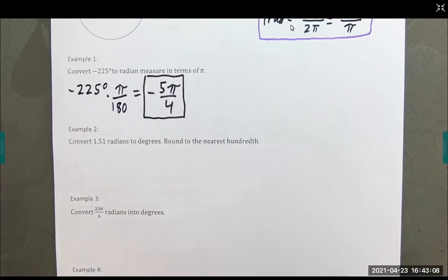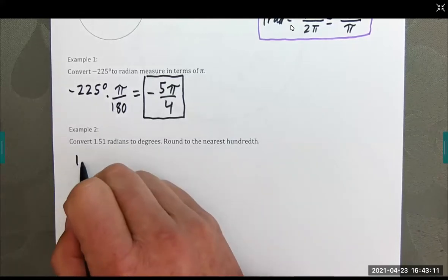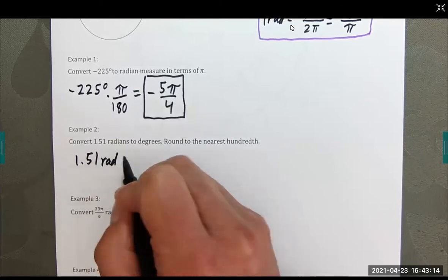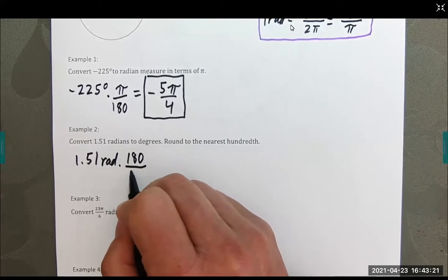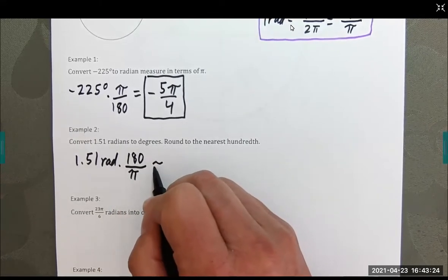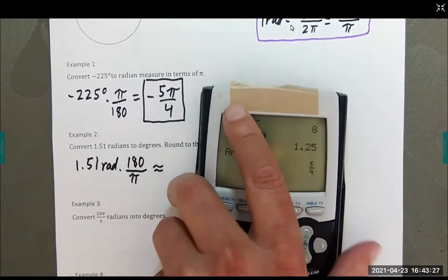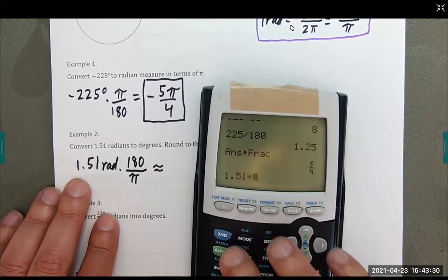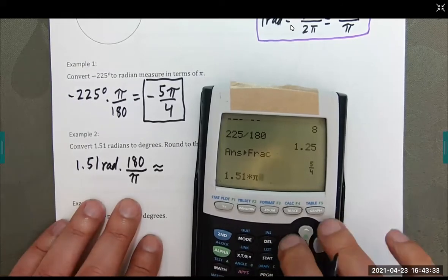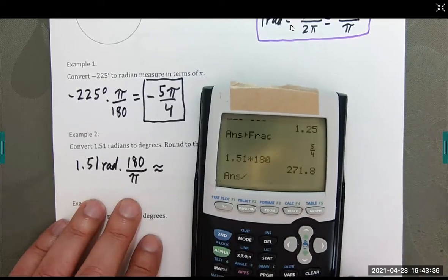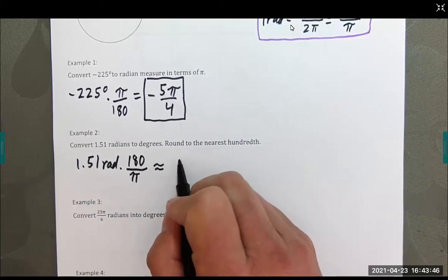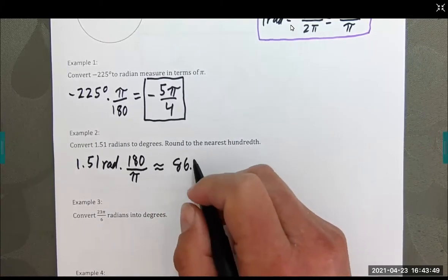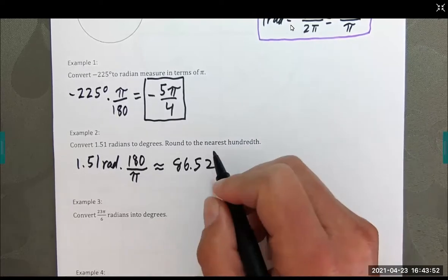So now we're going to go the other way. Now we are going to get decimals. And so for this one, we have 1.51 radians. And now we're going to go the other way. We're going to do 180 divided by pi. And this one is going to get messy. So 1.51 times 180 divided by pi. That is 86.52 degrees, to the nearest hundredth.